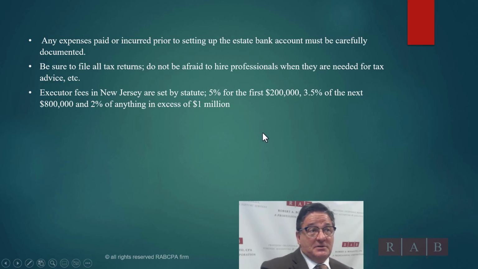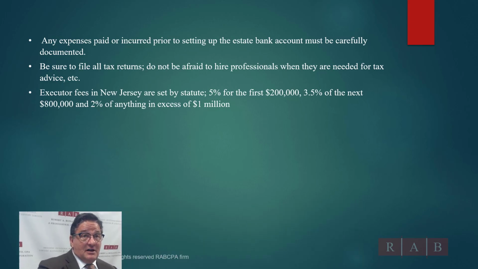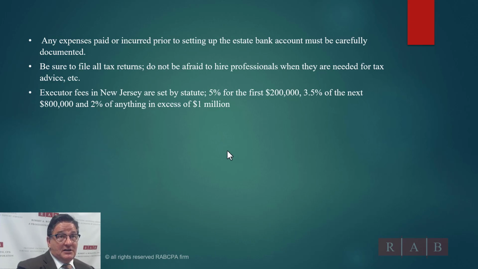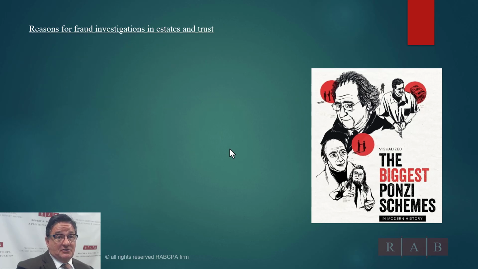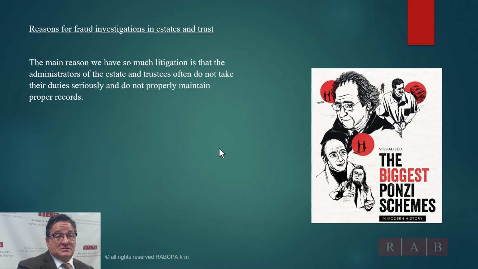You may want to think twice before you become an executor or an administrator of an estate, because it's a lot of work, and you're not going to make any money from it, and no one's going to really be thankful. The beneficiaries aren't going to be. They don't understand what's going on here. So you may think twice when you're chosen as a beneficiary or an executor. Reason for fraud investigations in estates and trusts: the main reason we have so much litigation is that the trustees and the executors don't take their job seriously enough. You can't make mistakes, okay? You hire people, ask questions, don't commingle funds, don't take money, call the beneficiaries, don't text them or email them. Make sure everybody knows what you're doing to avoid problems down the road.